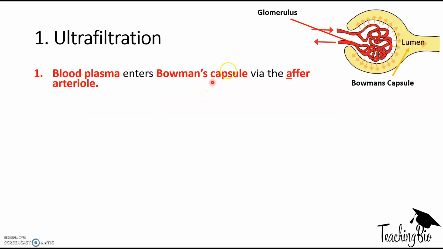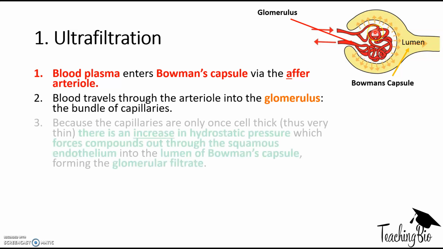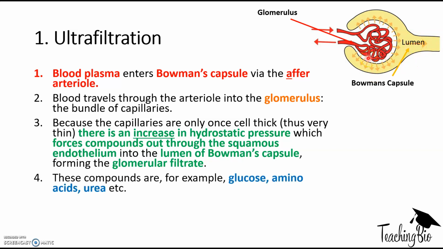So blood plasma enters Bowman's capsule via the afferent arteriole here. Blood travels through the arteriole into the glomerulus, which is the bundle of capillaries. Because the capillary is only one cell thick, there's really high hydrostatic pressure that's going to force all of the ions and solutes and small proteins, things that are big enough to fit through those gaps through the squamous endothelium, into the lumen of Bowman's capsule, and that will then go on to form the glomerular filtrate.